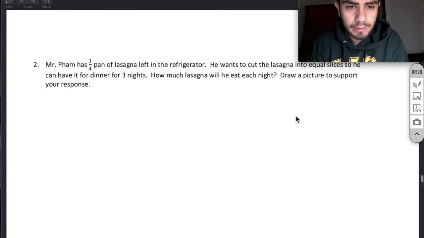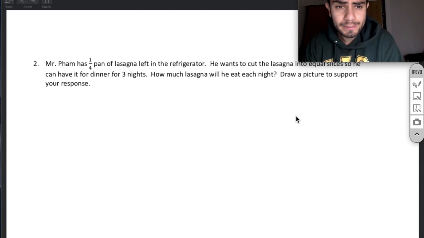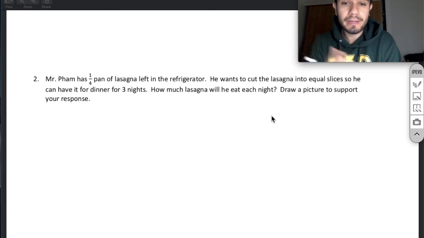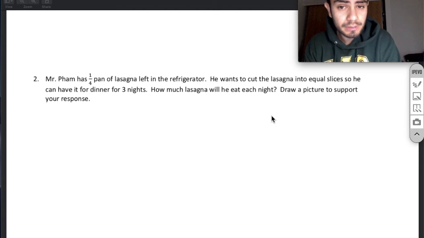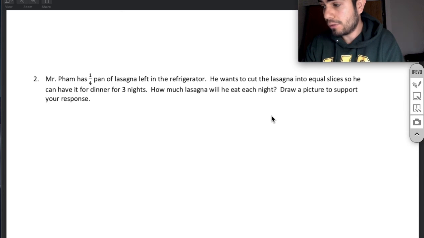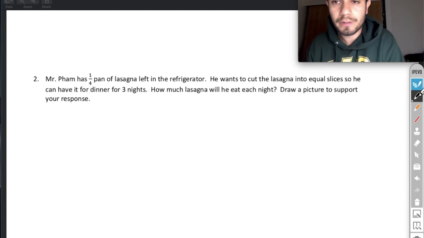Okay, let's take a look at 2. Mr. Pham has 1/4 pan of lasagna left in the refrigerator. I love lasagna. He wants to cut the lasagna into equal slices so he can have it for dinner for 3 nights. How much lasagna will he eat each night? Okay, so a lot of information here, but our first step is again going to be draw out your tape diagram.